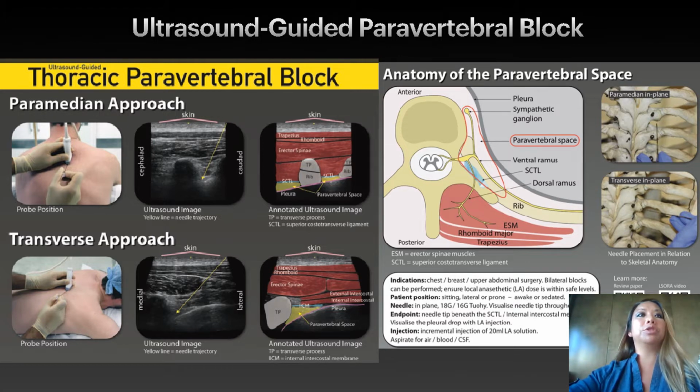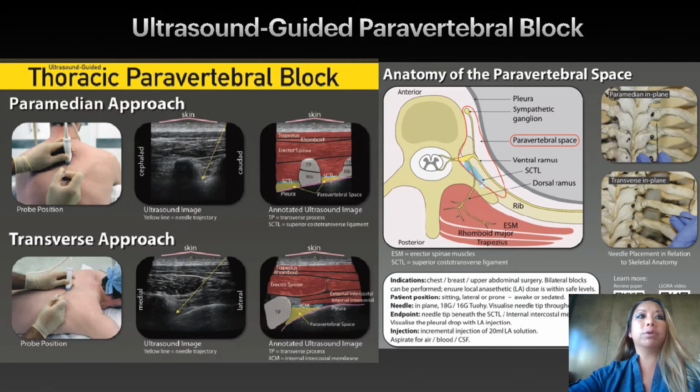With the paramedian approach, you want to have the probe vertically about 2 to 2.5 centimeters lateral to the spinous processes of the back. At that point, the transverse processes can be visualized as these boxy hyperechoic structures with shadowing underneath. And the superior costal transverse ligament that you want to pierce with the needle tip can be seen as these diagonal hyperechoic lines between adjacent transverse processes. Underneath that, a second hyperechoic line can be seen, which is the pleura.